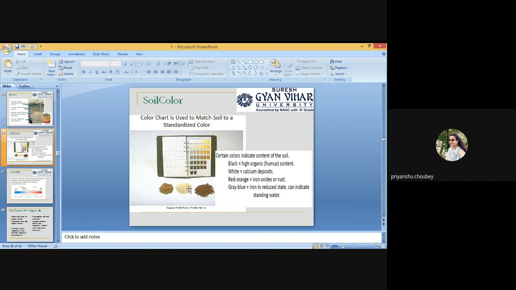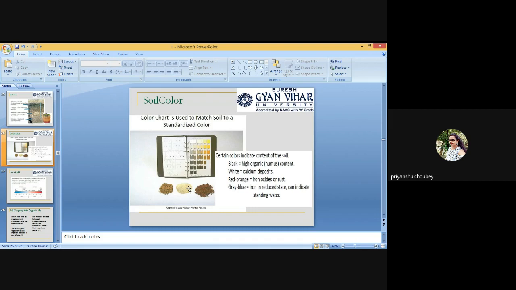Each color chip is described by three components. The first one is hue, value, and chroma. The hue is the dominant spectral color, which usually refers to redness or yellowness. Hue is always showing a red and yellowish color, and dominant spectral colors are available here in a soil.